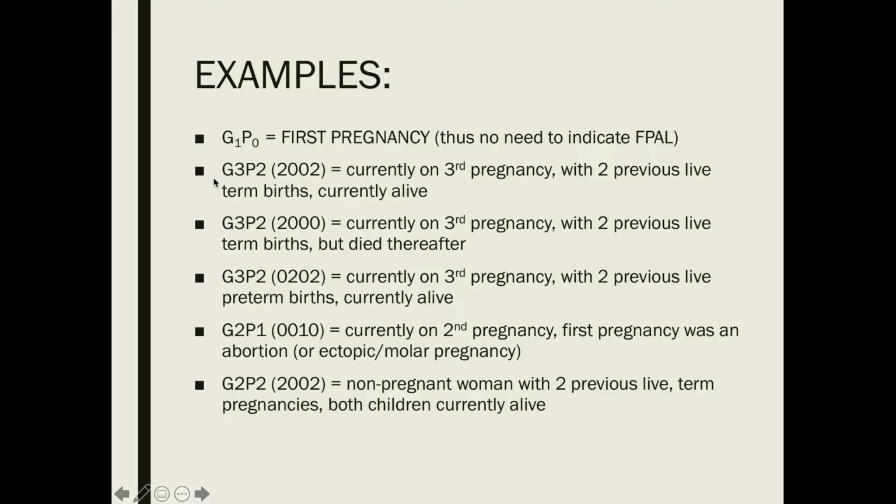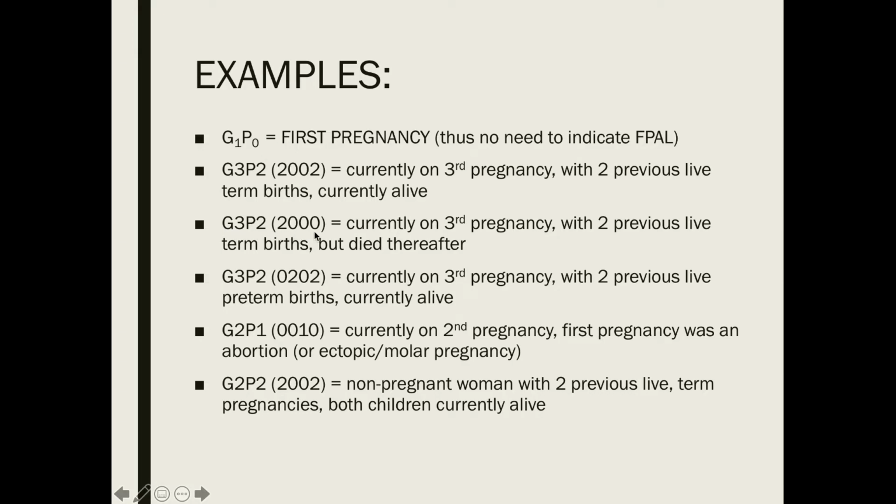Okay, so the next example will be G3P22002. So this means that she has two previous full-term births, no preterm birth, no abortion, and two living children. So this denotation means that she is currently on her third pregnancy with two previous full-term births that are currently alive.